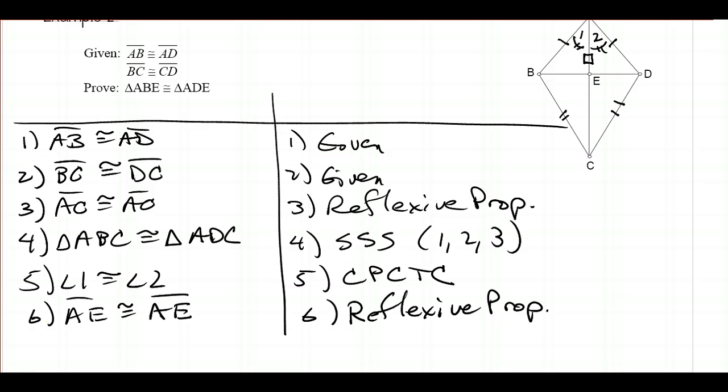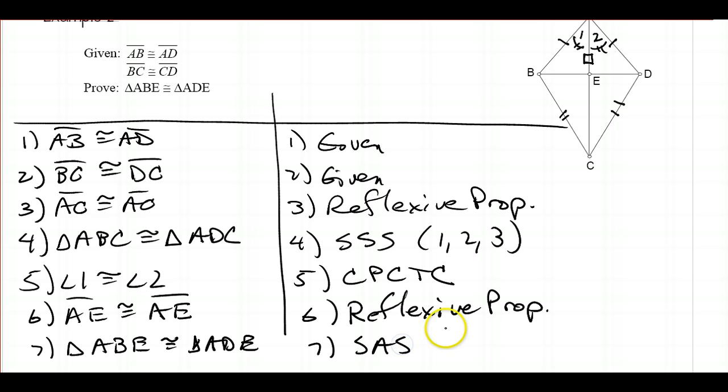And now that we have that, we can prove the triangle is congruent. Triangle ABE is congruent to triangle ADE. And this one is side angle side, and my steps are going to be 1 and 5 and 6. Okay, so again, pair of triangles congruent here in order to get a pair of triangles congruent in the last step, which makes it a detour.